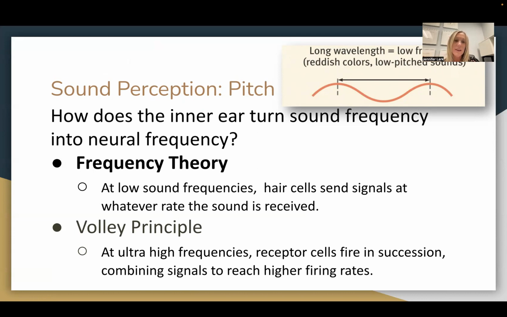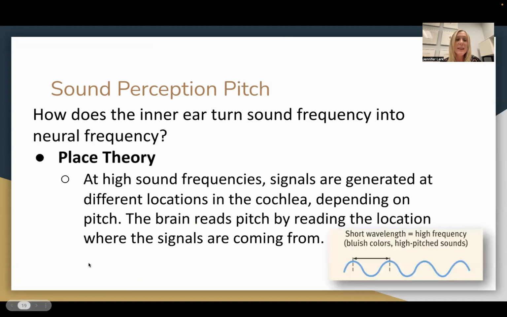Frequency theory says at low sound frequencies, hair cells send signals at whatever rate the sound is perceived. Place theory says at high sound frequencies, signals are actually generated at different locations in the cochlea, depending on pitch. So the brain reads pitch by reading the location of where the signals are coming from.